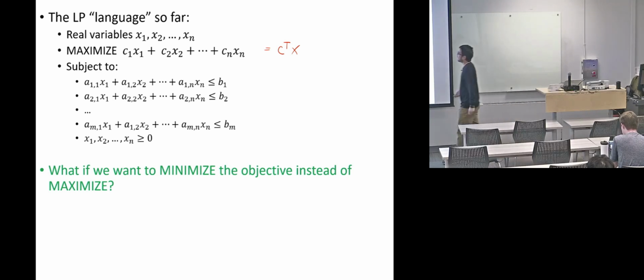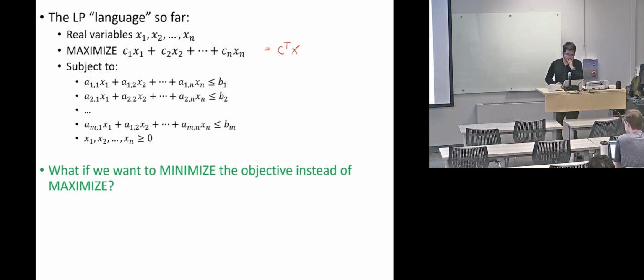For example, what if you want to minimize the objective instead of maximize? Can you write it down into standard form still? Any idea? Any suggestion? Yeah, Blake? You can multiply the objective function by -1 and minimize. Exactly. It'll be different by a sign. But it'll be the same value.